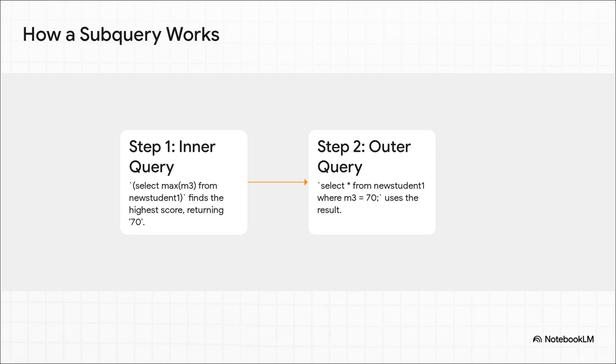Step 1. The inner query, the one in parentheses, runs all by itself. It scans the table and finds the highest score is, for example, 70. Step 2. The outer query now effectively reads select star from new student 1 where M3 equals 70. The subquery is gone, replaced by its result, and it becomes a really simple query to execute.